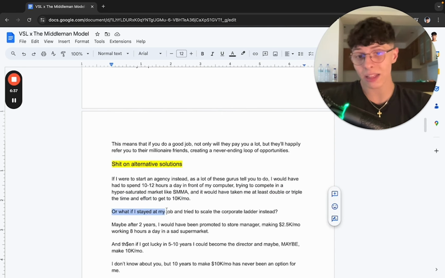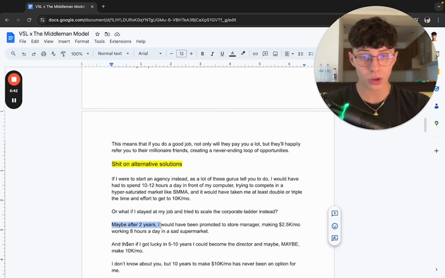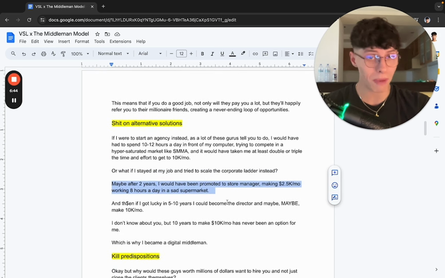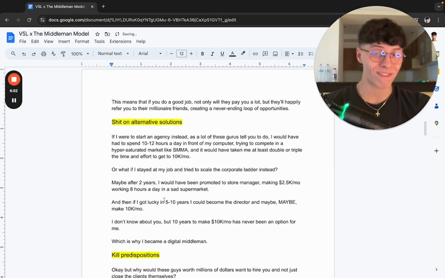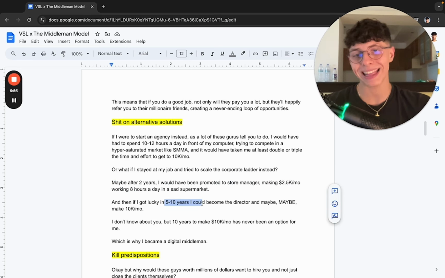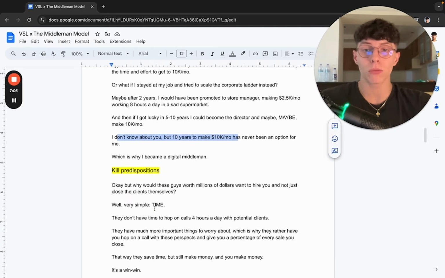Or what if I stayed at my job and tried to scale the corporate ladder instead? Maybe after 2 years, I would have been promoted to store manager, making $2,500 a month, working 8 hours a day in a supermarket. And then, if I got lucky, in 5 to 10 years, I could become the director and maybe make $10,000 a month. I don't know about you, but 10 years to make $10,000 has never been an option for me, which is why I became a digital middleman.